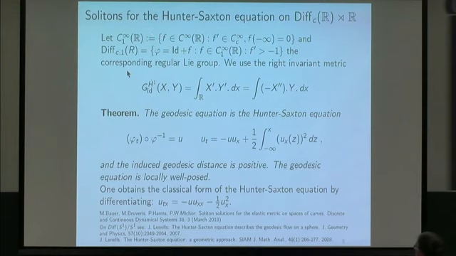Then I look at the group of diffeomorphisms of the real line, which are of the form identity plus f, where f is in this space, and where the derivative of f is greater than -1, so that the whole thing is a diffeomorphism. Then we can use this right invariant metric, the Sobolev H1 dot metric.